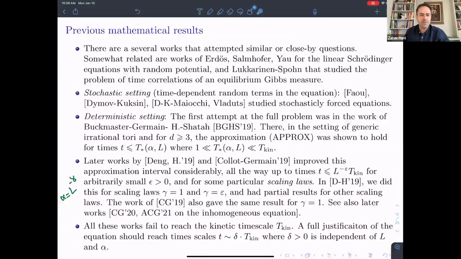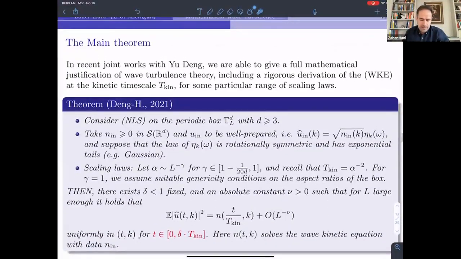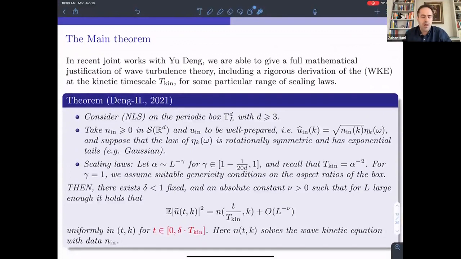That's what a full justification of the equation would be, and this is the subject of our main theorem for today. This is again a joint work with Yu Deng from the University of Southern California. We are able to give a full justification of the wave turbulence theory, including the rigorous justification of the wave kinetic equation, for some range of scaling laws at this point. So here's the main theorem. We consider again NLS on a periodic box of size L in dimension d greater than or equal to 3. We take the initial data for the wave kinetic equation to be non-negative, which, of course, we need to do.